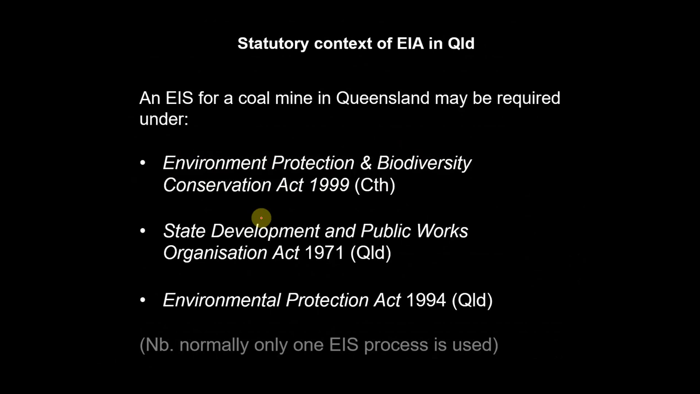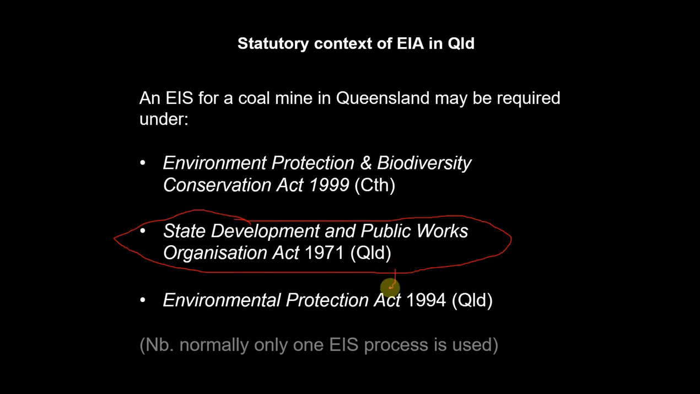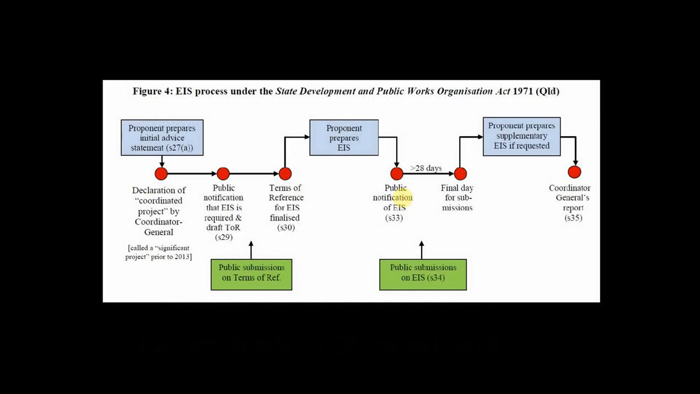At a federal level, there's an EIS process under the Environment Protection and Biodiversity Conservation Act. There's also the State Development Public Works Organisation Act, and the Environmental Protection Act also has an EIS process. For any large mines, the EIS process that's typically used is the State Development Public Works Organisation Act, and that's then used for the assessment under the Environmental Protection Act and for the assessment at a federal level under the EPBC Act. But the EIS occurs under the State Development and Public Works Organisation Act. So normally only one is used.